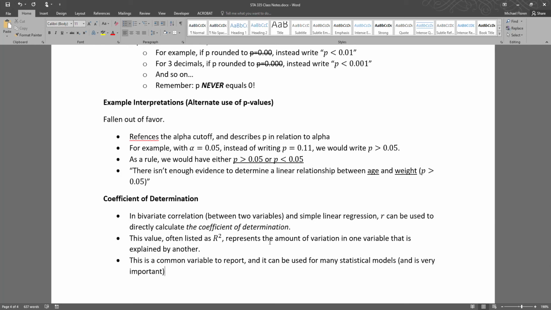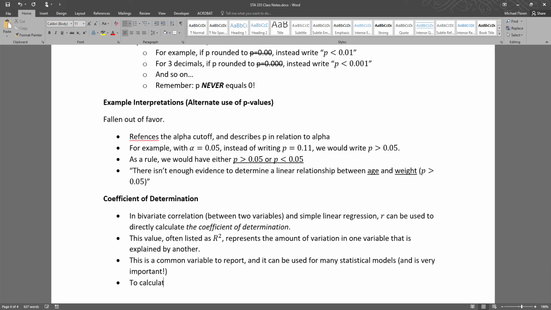The other reason this is common is not just because of how easily it's used, but because it's a very important variable if you consider how much variability in one variable is explained by another. That's kind of like asking how much does one variable connect with another. This is a really cool question that very often we want to answer.